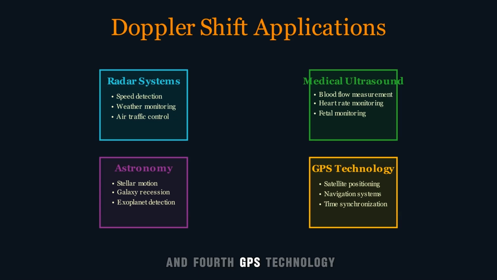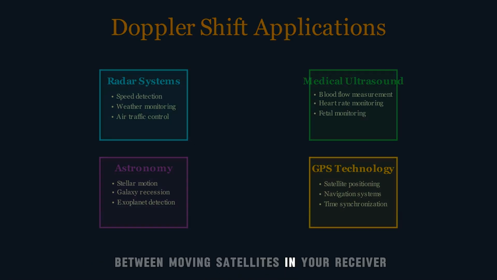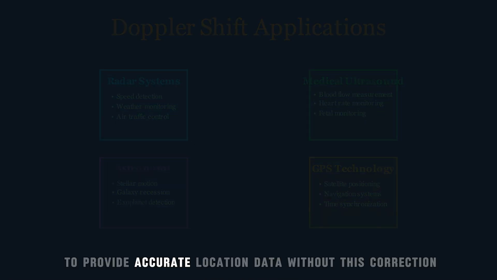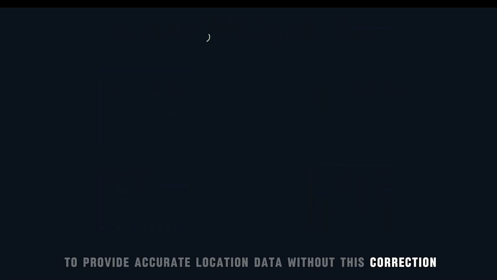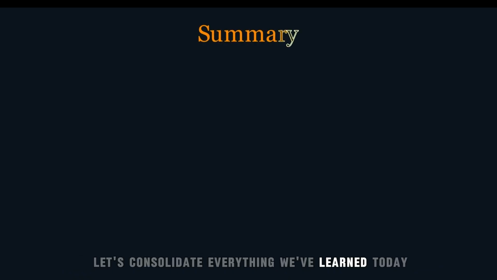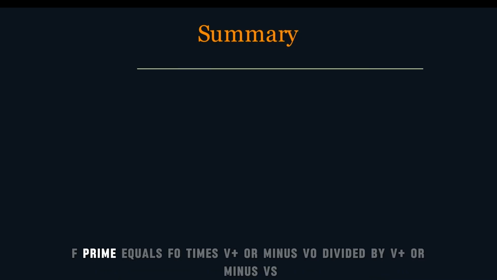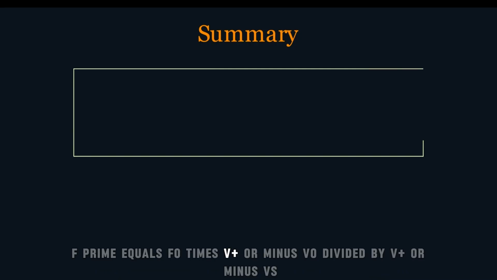And fourth, GPS technology. Your smartphone's GPS system must account for the Doppler effect between moving satellites and your receiver to provide accurate location data. Without this correction, your navigation would be off by several meters. Let's consolidate everything we've learned today with our general Doppler effect formula. f prime equals f0 times v plus or minus vo divided by v plus or minus vs.